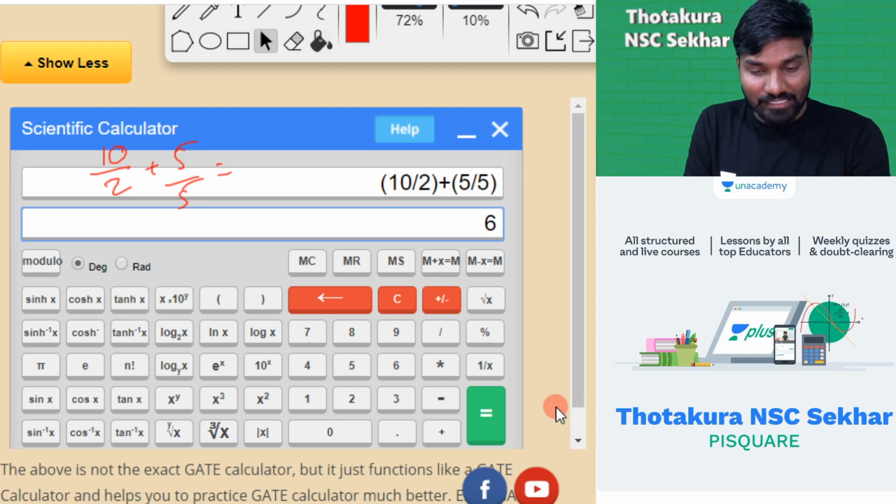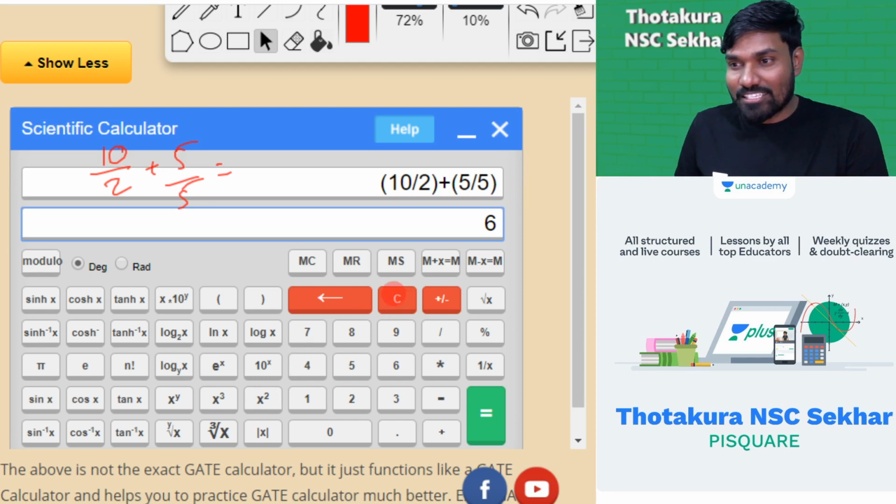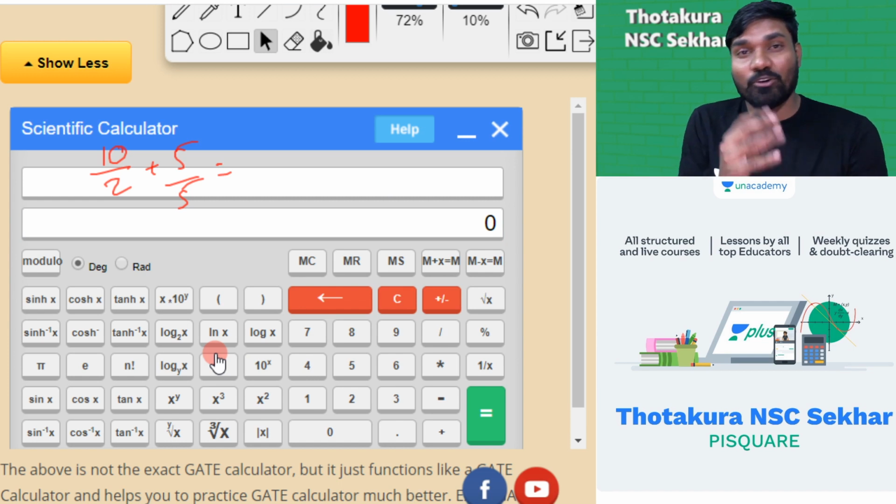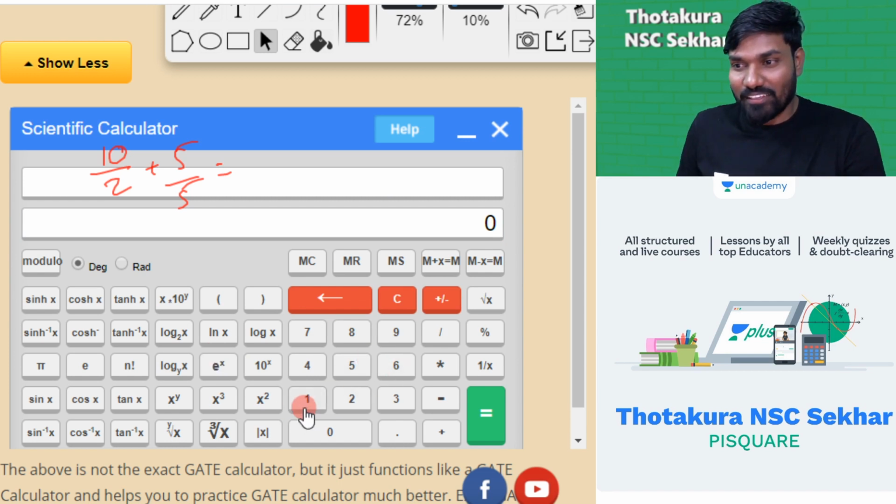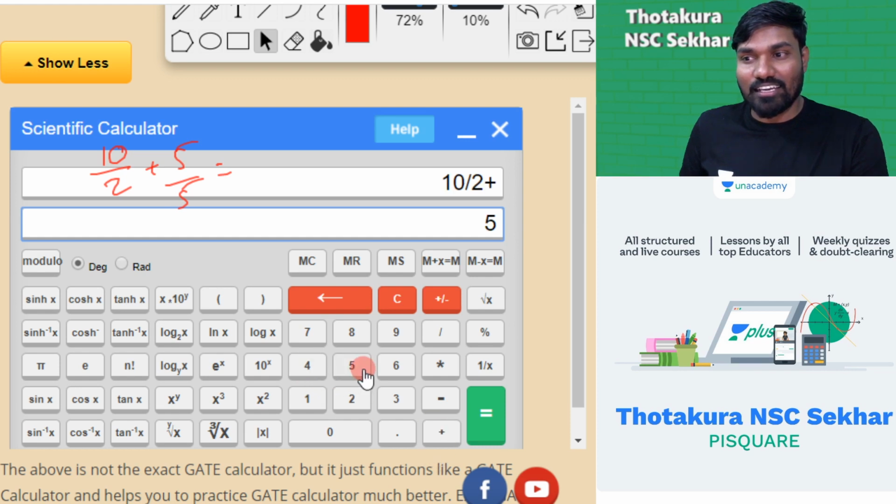Bracket is necessary for at least, guys. If I don't use bracket, see what will happen. 10 by 2, okay, plus 5. 10 by 2 is 5, again if I press 5, then if I use divided by, then 5 is already taken. 6: 10 by 2 is 5, plus 5 by 5 is 1, 5 plus 1 is 6, okay.